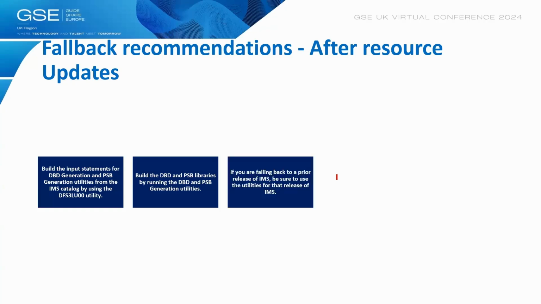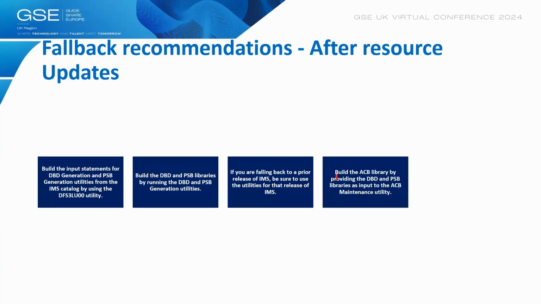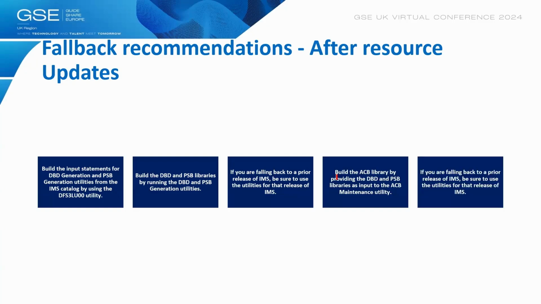However, one more point you need to take into consideration is that if you are falling back to the previous version of IMS, then you need to ensure that you are using the correct version of these utilities, the DBD gen and the PSB gen utilities, when you are doing the gens. Then again, definitely you need to do the ACB gen, and ensure the same thing if you are falling back to the previous version of IMS.